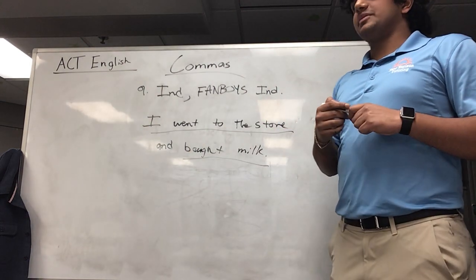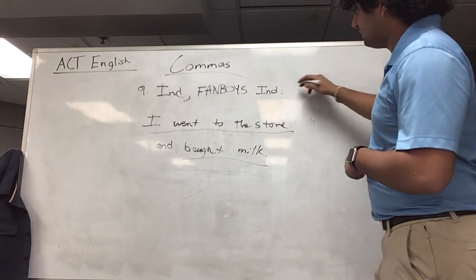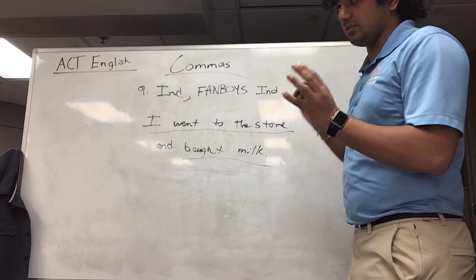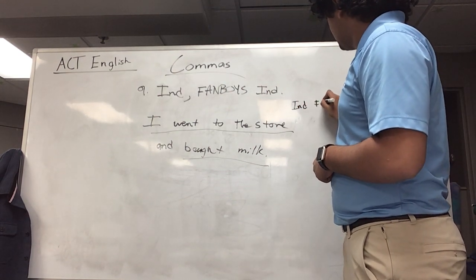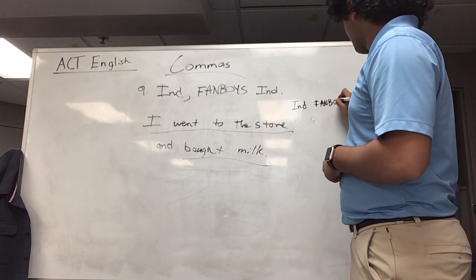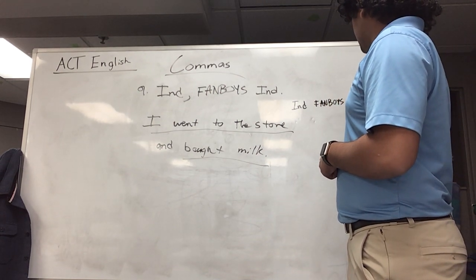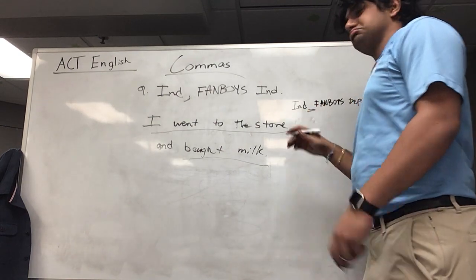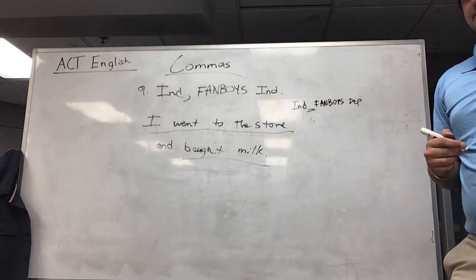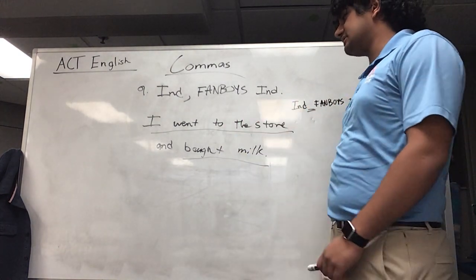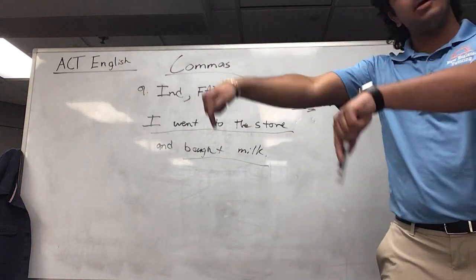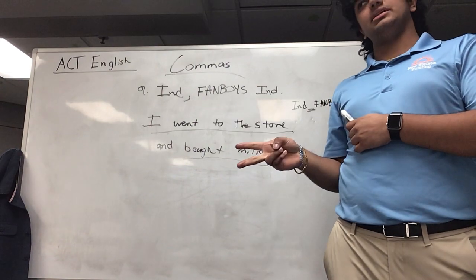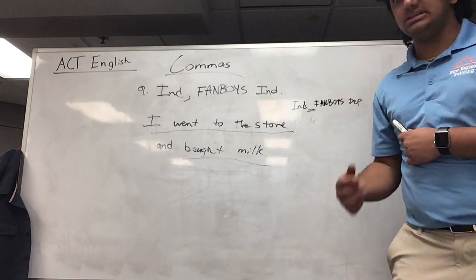Now, something I haven't said before that maybe is kind of a caveat to this rule, if you want to remember this too, is that if you have an independent clause, a fanboys, and a dependent clause, you need no comma. Then you can just leave it how it is. So here you can say, I went to the store and bought milk without a comma. But if you said, I went to the store and I bought milk, then you have two independent clauses. Then you need to use a comma.